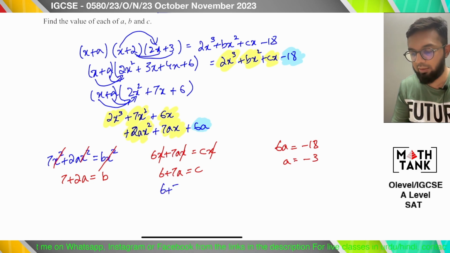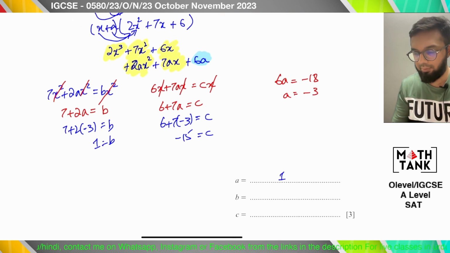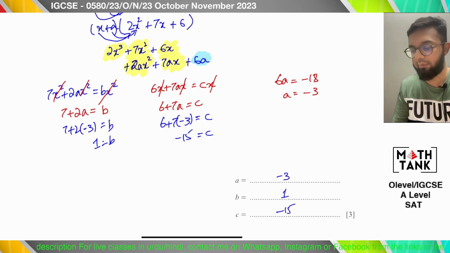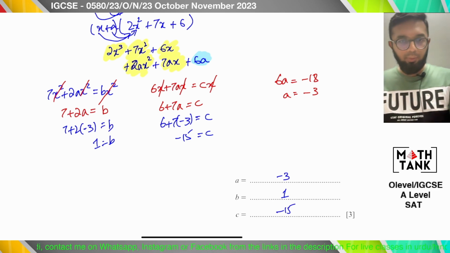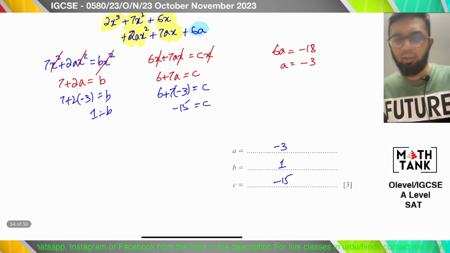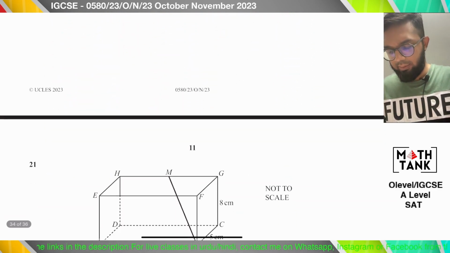When I have a, I can calculate both b and c. So minus 21 plus 6 gives me minus 15, and b should equal 1. So a is minus 3, b is 1, and c is minus 15. Okay, so a long question, you need to understand how to do this, and that's the only way of doing this. You're not required to do cubic equations otherwise.